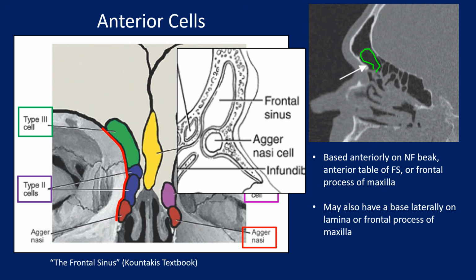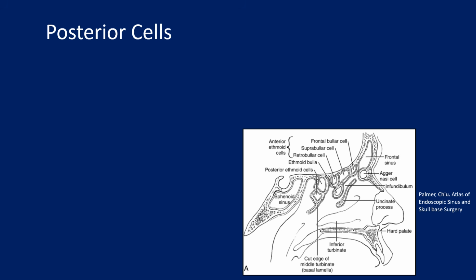Okay, so I think a key point, though, is, yes, they're based anteriorly. Their free walls will form the outflow tract. So on an anterior cell, the free wall is going to be posterior. That's where you're going to look for your outflow tract. And there's similar themes throughout the rest of these slides. So posterior cell, they're based on the skull base, anterior to the middle turbinate.